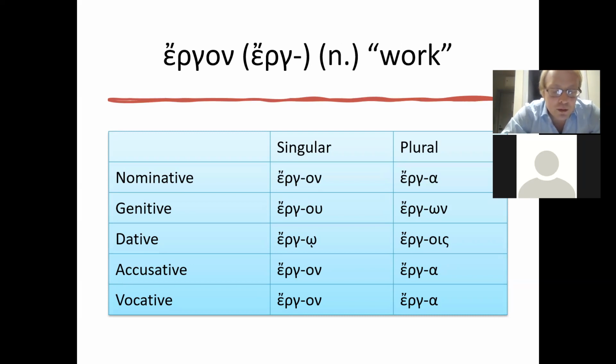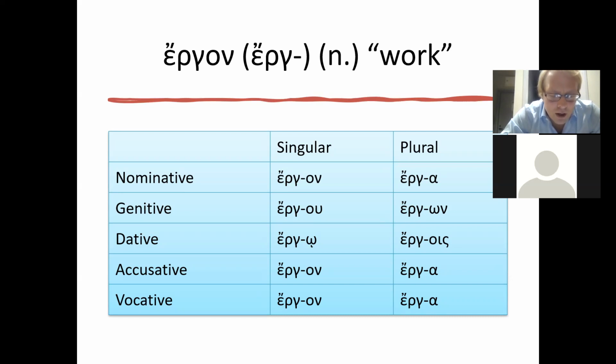In front of you on the PowerPoint, you now have the paradigm for the word ergon, work or deed. The stem here is erg-, and the word is inflected in the following way: ergon, ergou, ergo, ergon, ergon, erga, ergon, ergois, erga, erga. And of course, it's good to learn this paradigm by heart as well, although you should prioritize learning the inflection of logos if you are in lack of time.